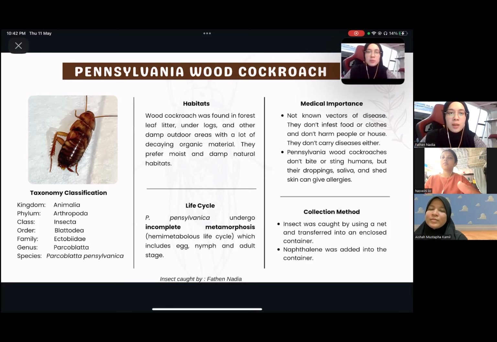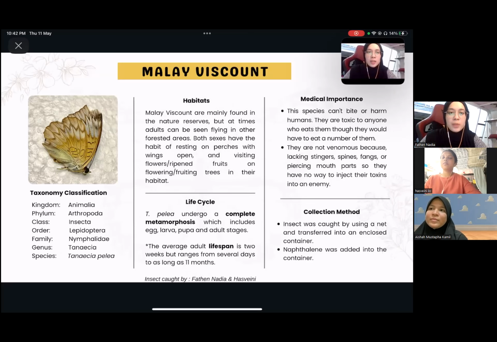And then the next one is the Malay Viscount, which is a butterfly. As for the Malay Viscount, the taxonomic classification, the species is Tanaecia pelea. They are mainly found in the nature reserve, but at times adults can be seen flying in other forested areas. Both male and female have the habit of resting on perches with wings open and visiting the flowers or ripened fruits on the flowering or fruiting trees in their habitat.